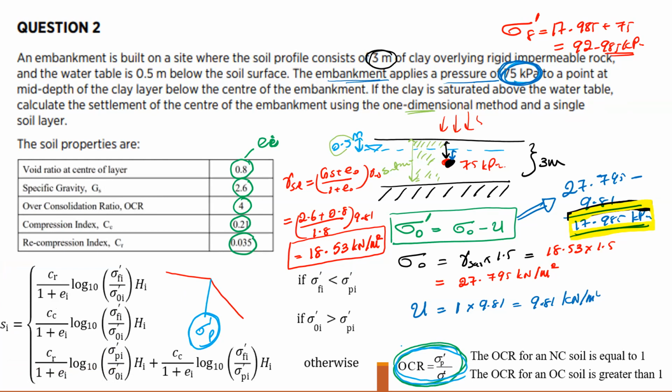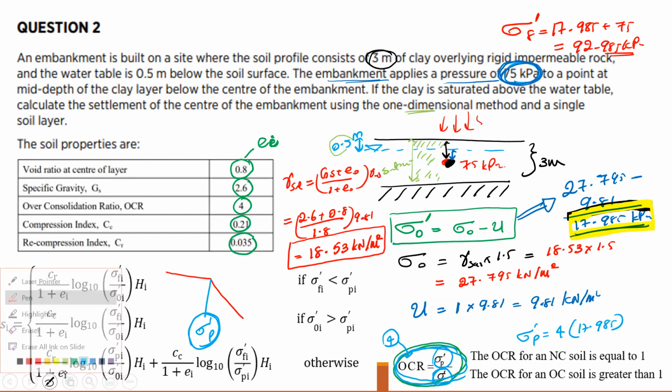In this equation, OCR is given to you as 4. And if you consider the initial value, sigma naught is 17.985. So what will be your sigma dash p? That will be 4 times 17.985. So what do we get? We get 71.94 kilopascals. Now looking at these values, I'm going to write everything on the next page, otherwise it will be too many things.